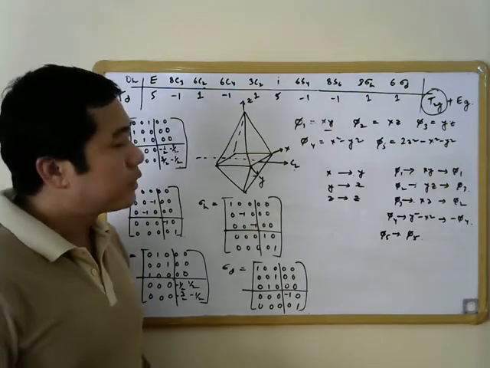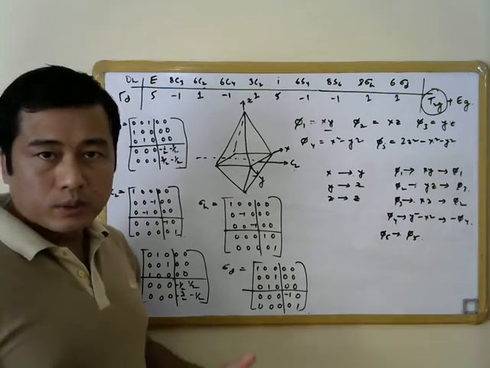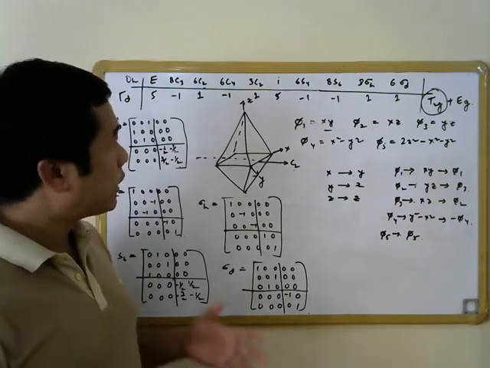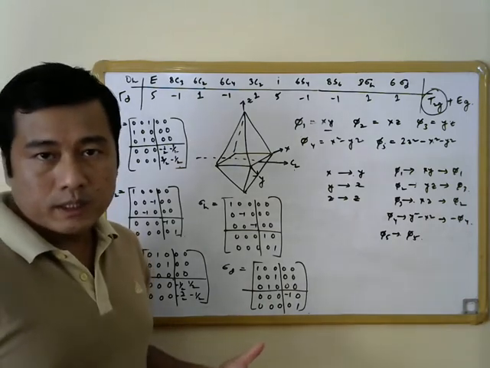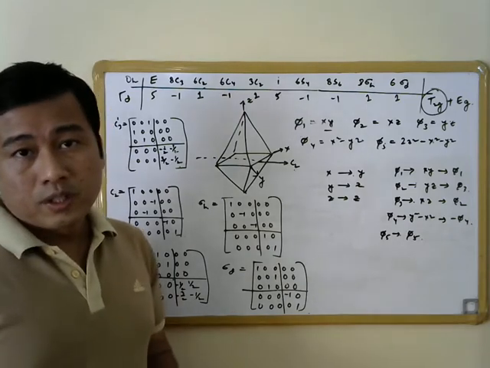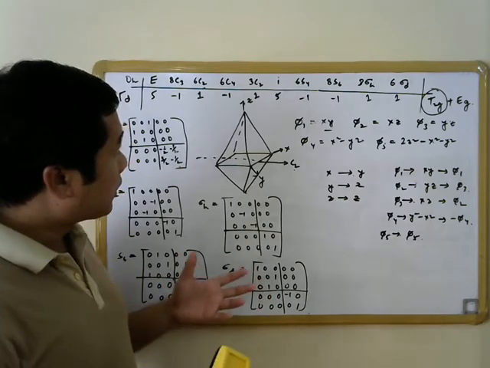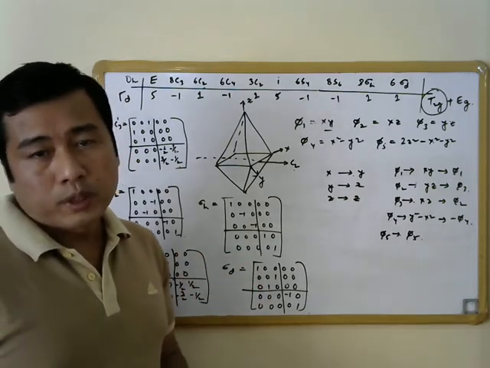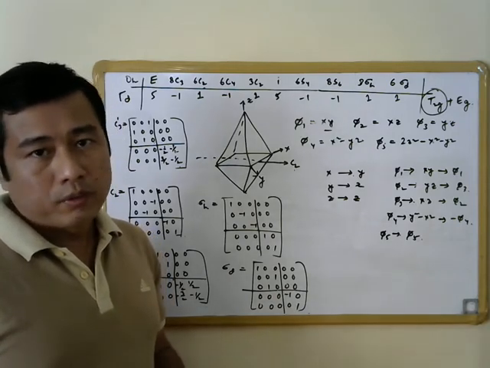So that is how we can find out how the d orbitals are going to transform in a given point group. We have taken the octahedral point group here as the example because in the octahedral point group we have different types of symmetry operations. Once we do it for the octahedral point group, I'm sure we can do it for any other point group for a given molecule.